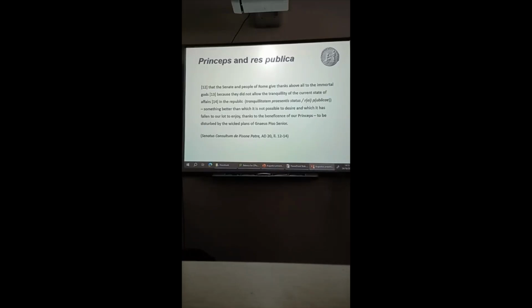But this is just an interesting extract for, again, the solidifying of the relationship of the princeps, the leader, the head of the state, with the idea of the security of the res publica. "That the Senate and the people of Rome give thanks above all to the immortal gods, because they did not allow the tranquility of the current state of affairs in the Republic," so the status rei publicae, "something better than which is not possible to desire and which has fallen to our lot to enjoy, thanks to the beneficence of our princeps, of our leader," which is Tiberius at this time. Next slide, it should be the last one.